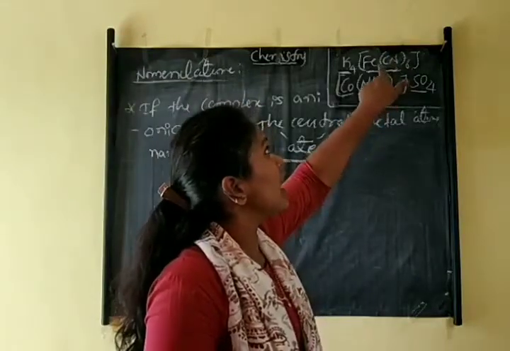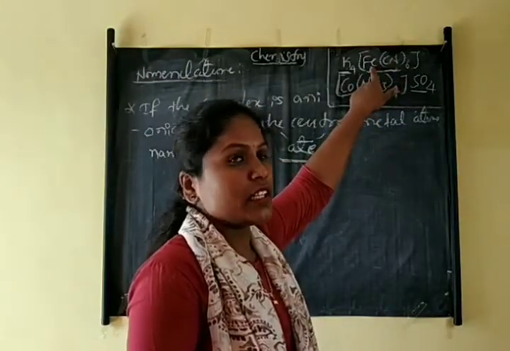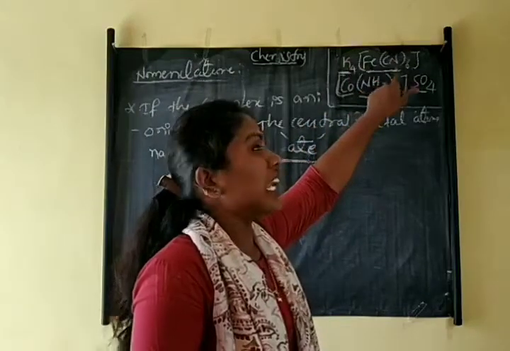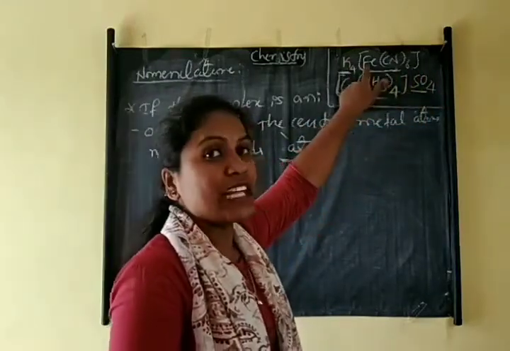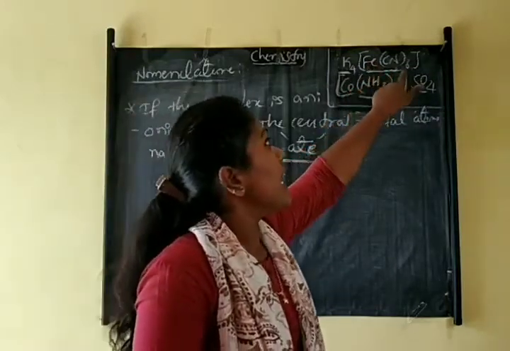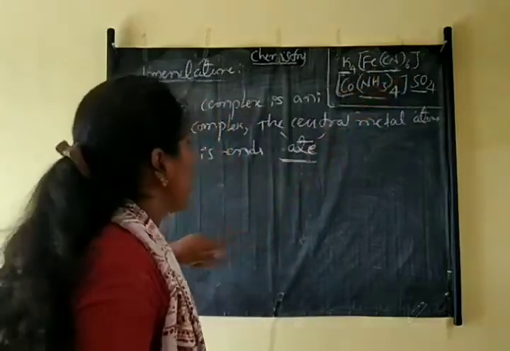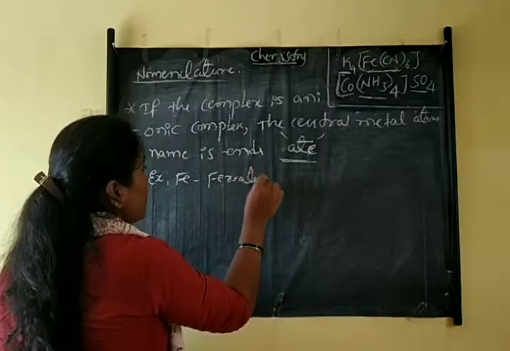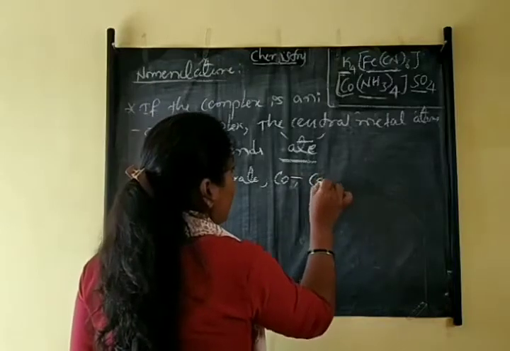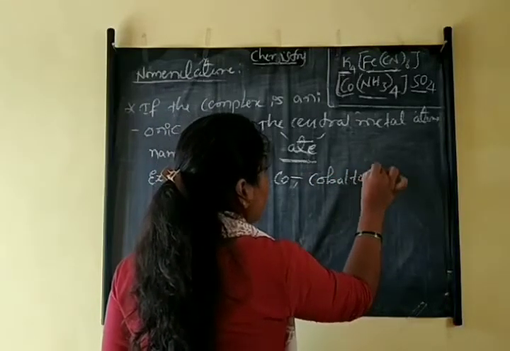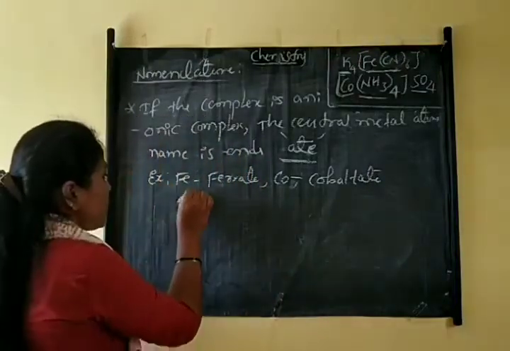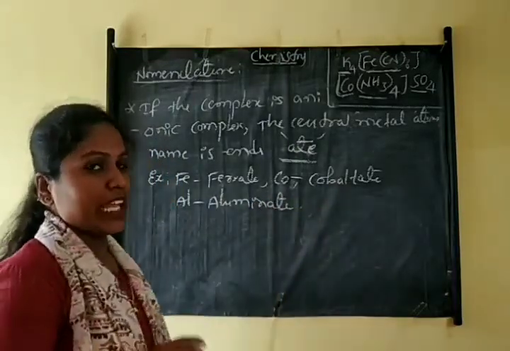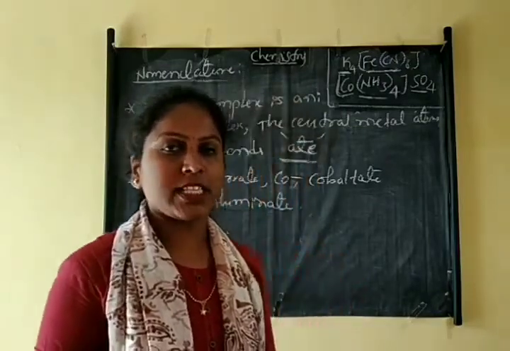For example, here you see iron in it, but here we call iron ferrate, because it is an anionic complex. Here it is a cation, it is an anionic complex. In any anionic complex, the central metal atom name ends with ATE. That's why it is ferrate. Okay? So for examples, if it is ending with ferrate, and also Co, cobaltate, and also Al, aluminate. So like that. In any complex, if it is an anionic complex, the central metal atom name ends with ATE.